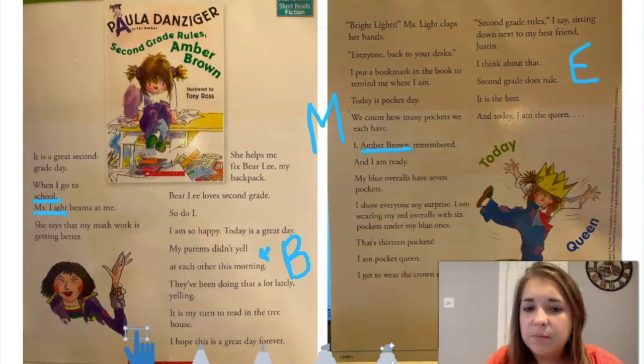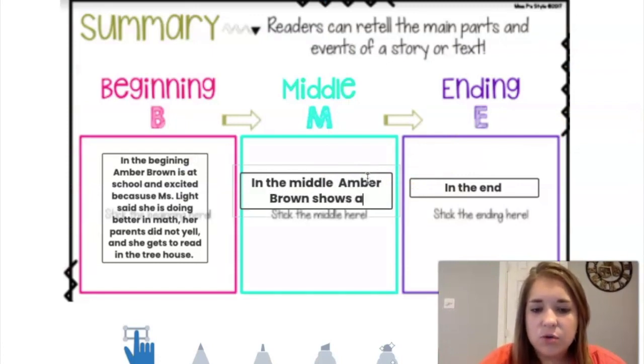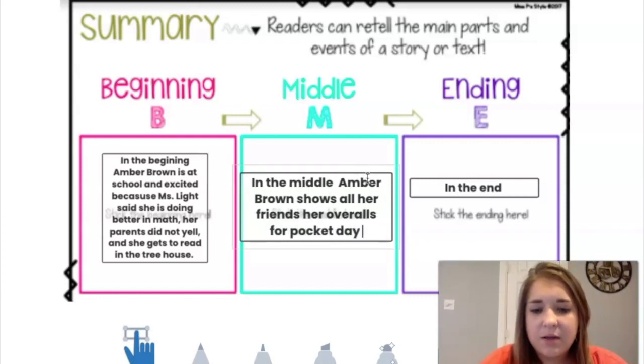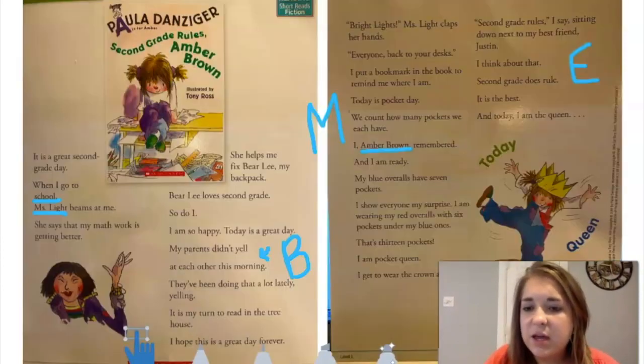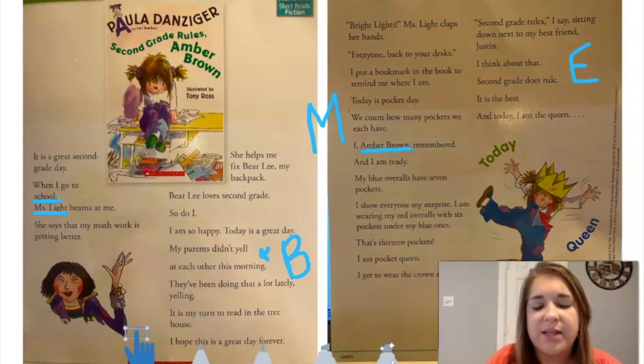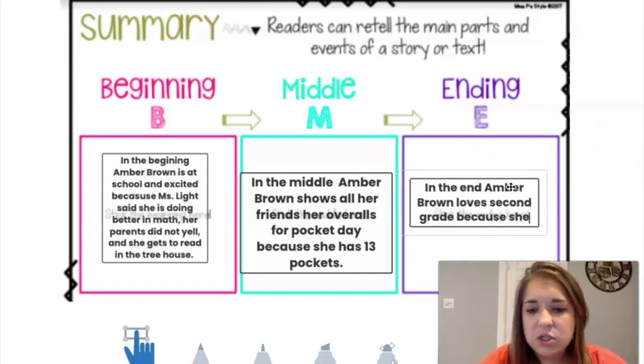I can go back and look, okay, at my beginning or at my middle. So in the middle, Amber Brown shows all her friends her overalls for pocket day because she has 13 pockets. So you should type it out just like this in complete sentences. And in the end, I know that's when she was declared Pocket Queen because I labeled it with an E. So in the end, Amber Brown loves second grade because she is made Pocket Queen.